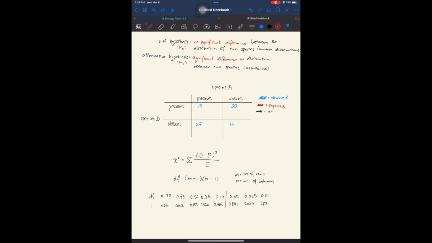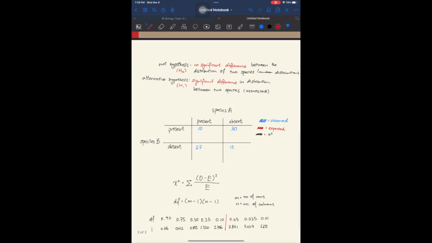So first step, we would have to identify the null hypothesis. So that's done here. For our null hypothesis, we would have no significant difference between the distribution of two species, and we would refer to that as a random distribution. Whereas our alternative hypothesis is that there is a significant difference in distribution between two species, where the species are associated.